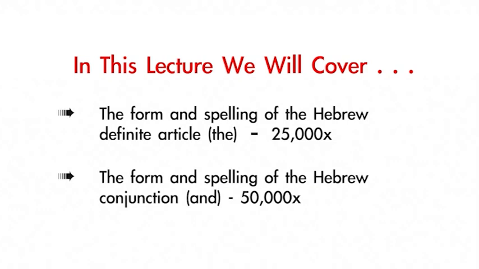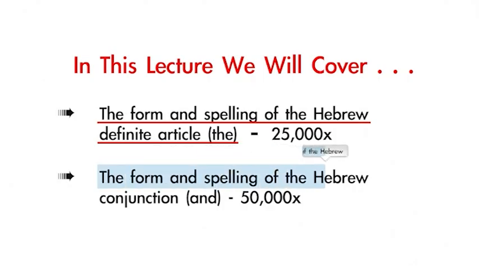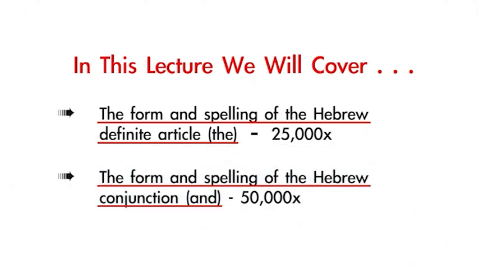Welcome to the lecture for Basics of Biblical Hebrew, Chapter 5, the definite article and the conjunction wa. In this lecture, we will cover the form and spelling of the Hebrew definite article, the word for the, and the form and spelling of the Hebrew conjunction, the word for and.